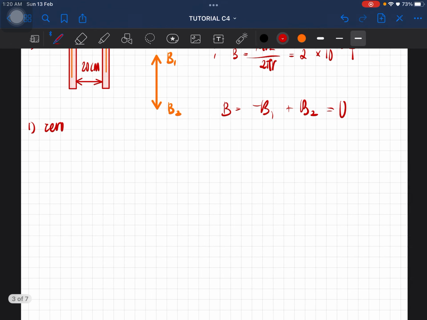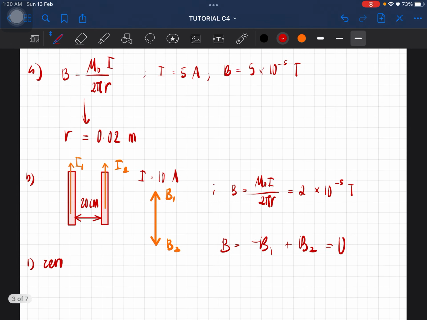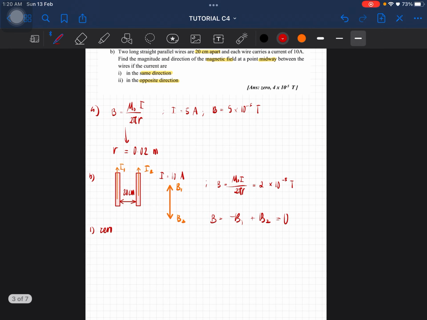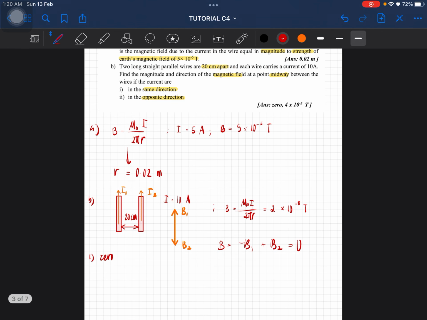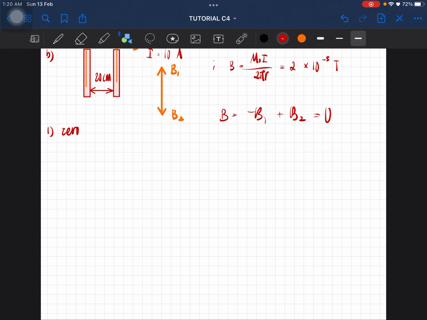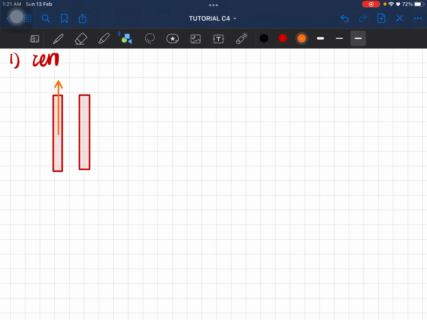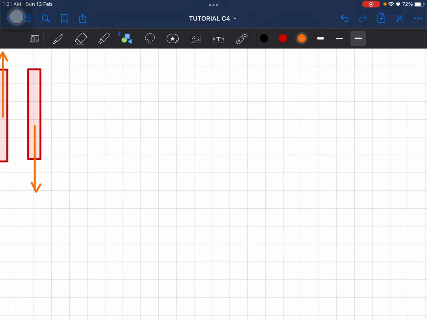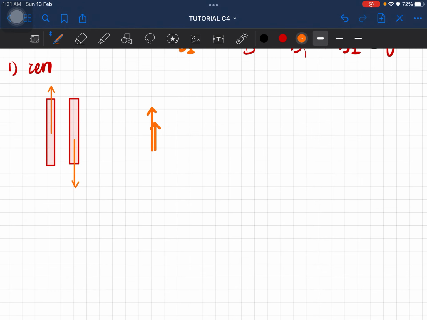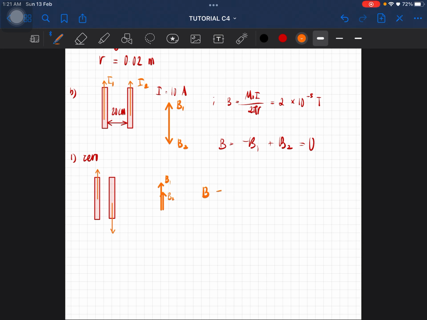Okay, now for the next question, in the opposite direction. So now the current would be in the opposite direction. So for this one, the magnetic flux would be pointing in the same direction. Okay, so this is B1, this is B2. Hence, the resultant does not equal 0.